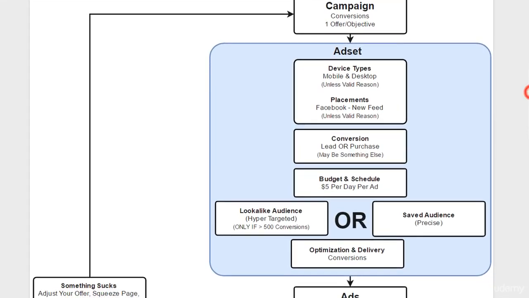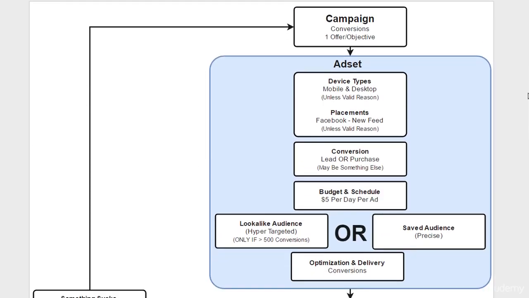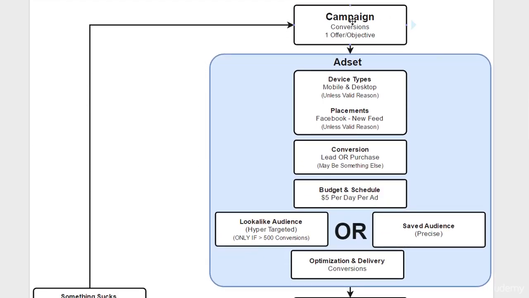Alright, so here it is in a nice little flow chart for you so you can just follow right along. Now at the top here, we have our campaign, and we're going to select conversions for our objective. And we're only going to focus on one offer or objective. So that might be leads for a particular lead magnet or purchases on a particular product. We're not going to test a bunch of different lead magnets and a bunch of different products within one campaign. We're going to only focus on one objective, one lead magnet, one product, one goal, etc.